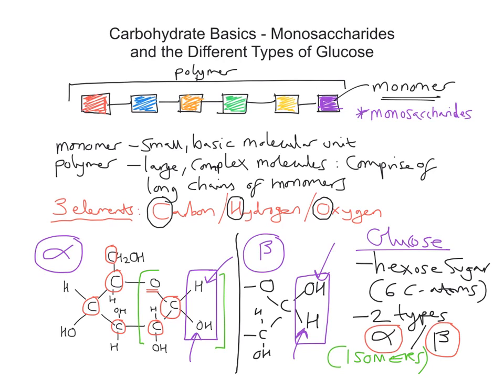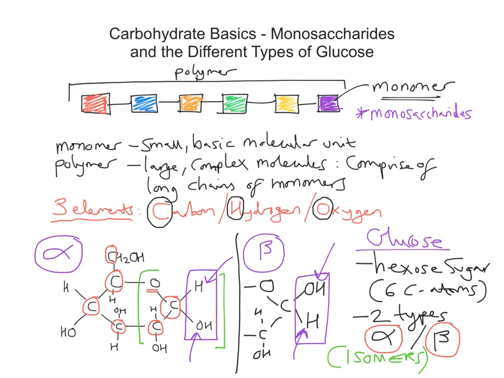So there we have a very simple, straightforward video on some carbohydrate basics, monosaccharides, and the different types of glucose. So carbohydrates are made from monosaccharides, and monosaccharides are monomers, small basic molecular units. They join together via condensation reactions, and I have spoken about that in a separate video in this series, to form a polymer, so large complex molecules that comprise of long chains of monomers. And we've said that the monosaccharide ultimately contains 3 elements here, carbon, hydrogen and oxygen.